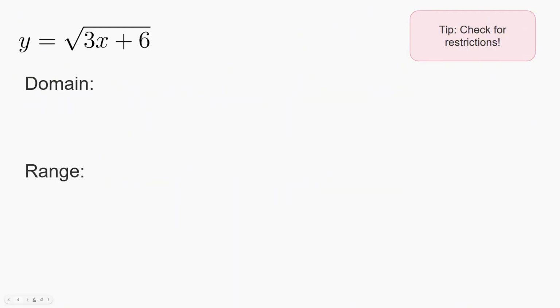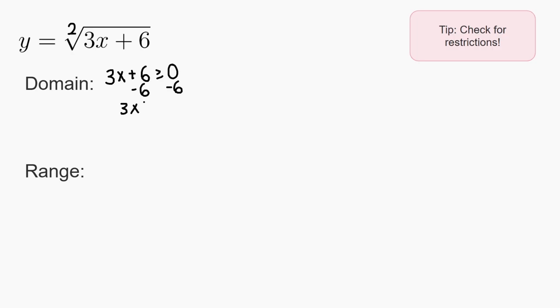For this question, we have y equals the square root of 3x plus 6. When we don't see a number here, it's automatically assumed to be a 2. So, knowing this, it's an even root. That means 3x plus 6 needs to be non-negative. So 3x plus 6 is greater than or equal to 0. Let's solve this to find our domain.